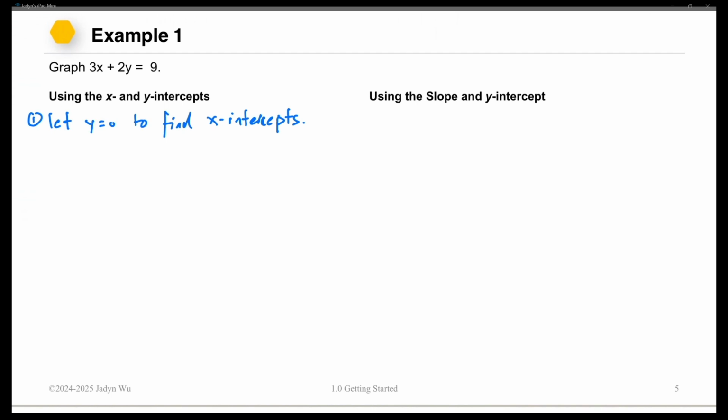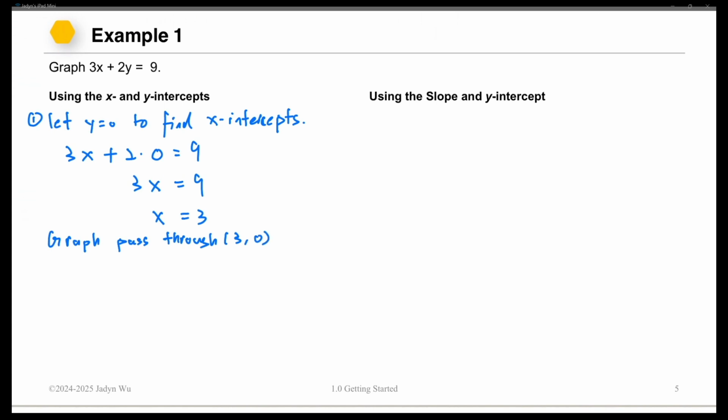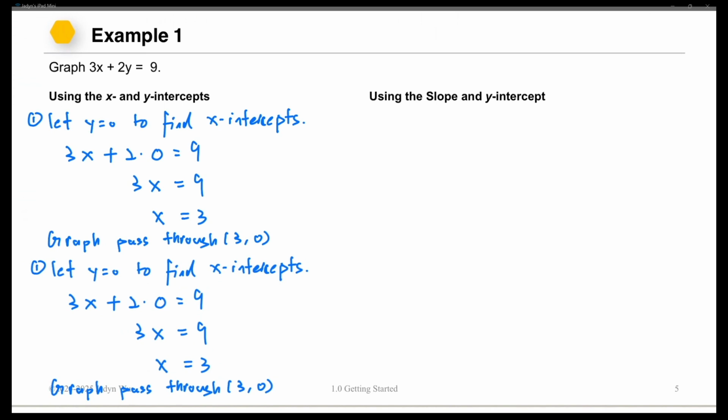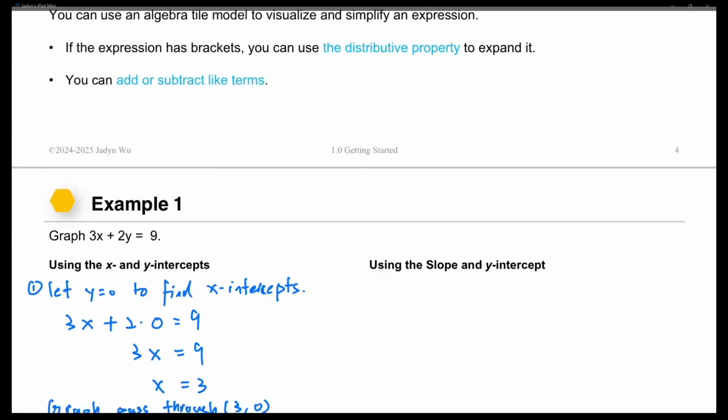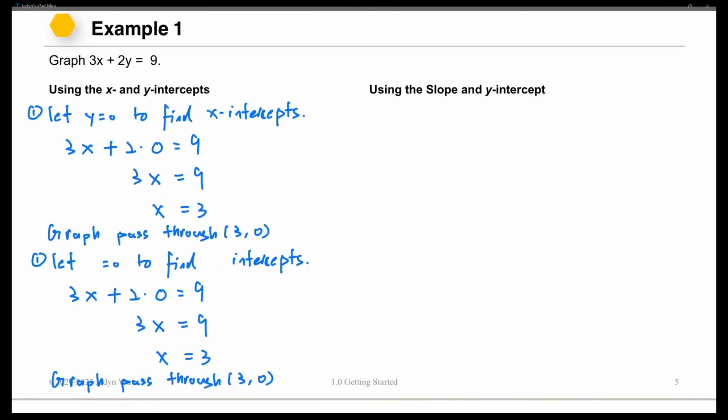So we are replacing y by 0. Our equation will look like 3x plus 2 times 0, where we replace y by 0, equals 9. Simplifying, 3x equal to 9, and we'll get x equal to 3. Which means that the graph will pass through the point (3, 0). And similarly, we can do similar steps to find the y-intercept as well. Oopsie. So here, I am just erasing the values here.